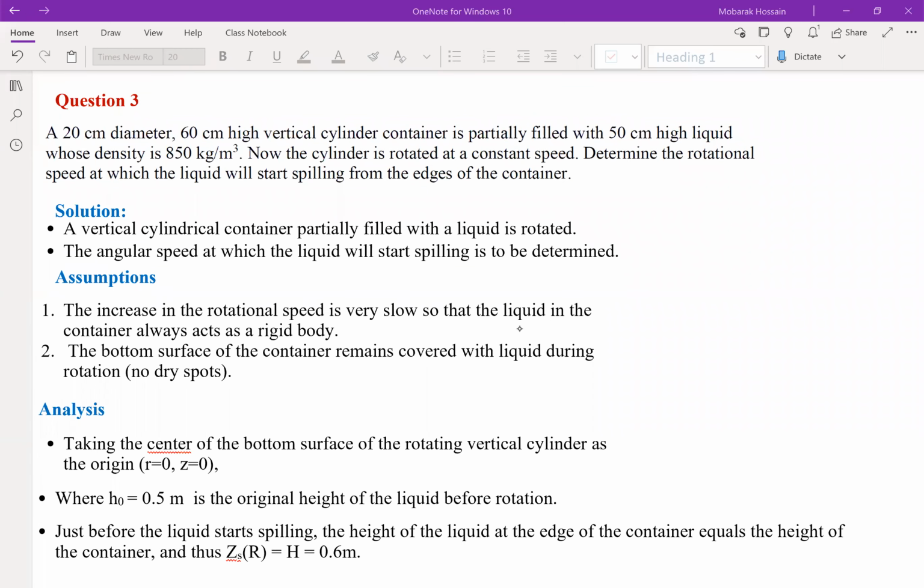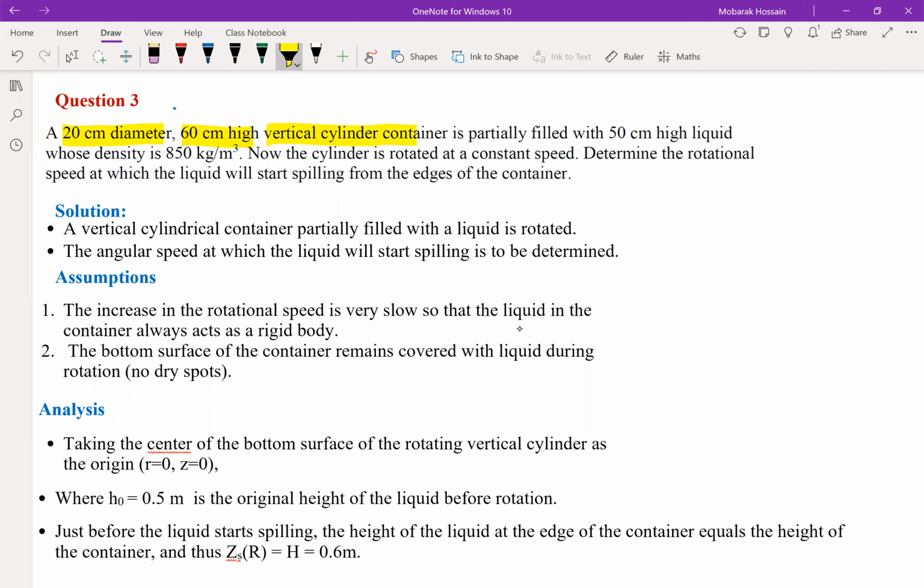Okay, question 3 from tutorial 5. So here, the 20 centimeter diameter and 60 centimeter height vertical cylinder container is partially filled with 50 centimeter high liquid, and this liquid density is given as 850 kg per meter cube.